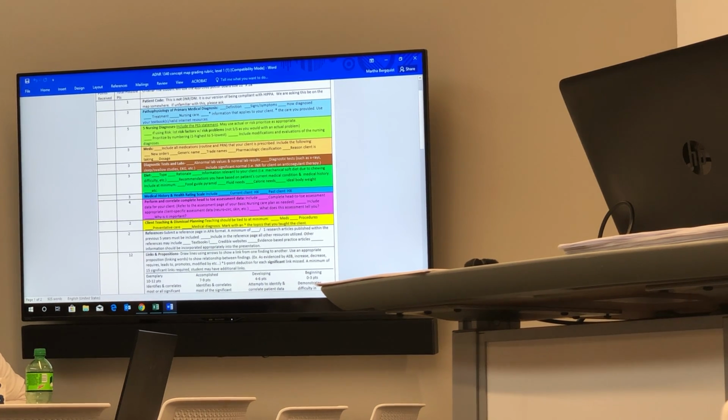The other place people lose points is down here where it says links and propositions. So when you get all this data on your map, can you make a connection between the fact that this patient is diabetic and their kidney failure and their skin breakdown and their necrotic toe? And do you show links, that's arrows on your map, of how all that stuff fits together?